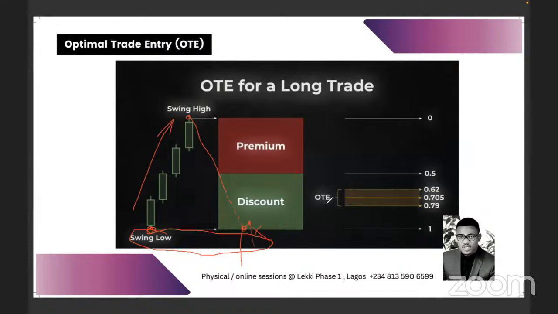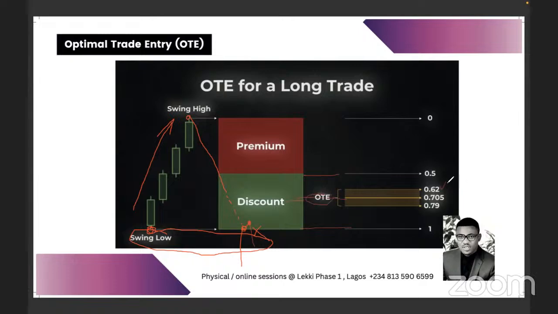OTE is at halfway between the discount and the premium. Oh my God, I made a big blunder. I said something different. It's at halfway in the discount. That's what I mean. I didn't mean halfway between discount and premium. Sorry about that. I said halfway in the discount, in the discount area. This is what I mean. This is the discount area. Halfway the discount area is the OTE area.